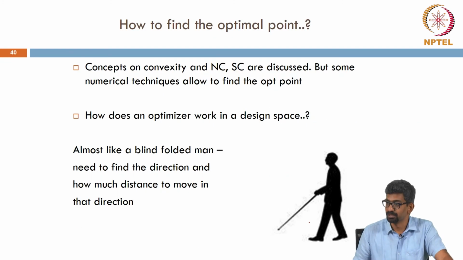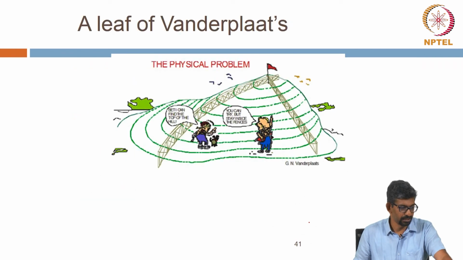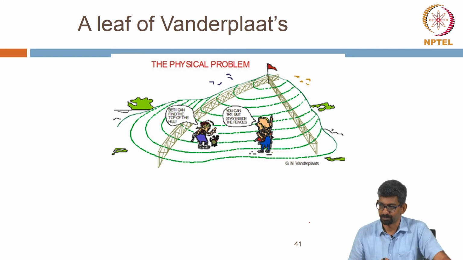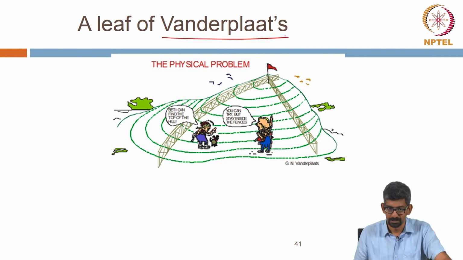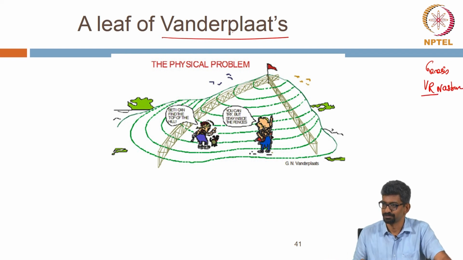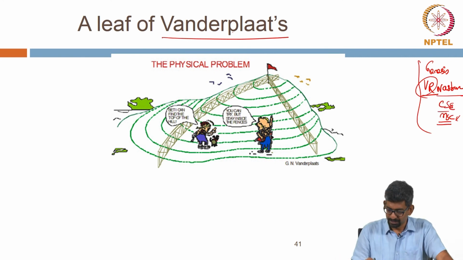Yeah, this is the blindfold guy's example. Okay. This is something that I will tell you, this will wrap up the optimization part, we will probably start a little bit on design of experiments. Okay. So, this is from a famous guy called van der Plaats, he has a book on engineering optimization, he also runs a software company called Genesis. Okay. So, it is also called VR Nastran. VR stands for van der Plaats. Okay. So, you can read this.